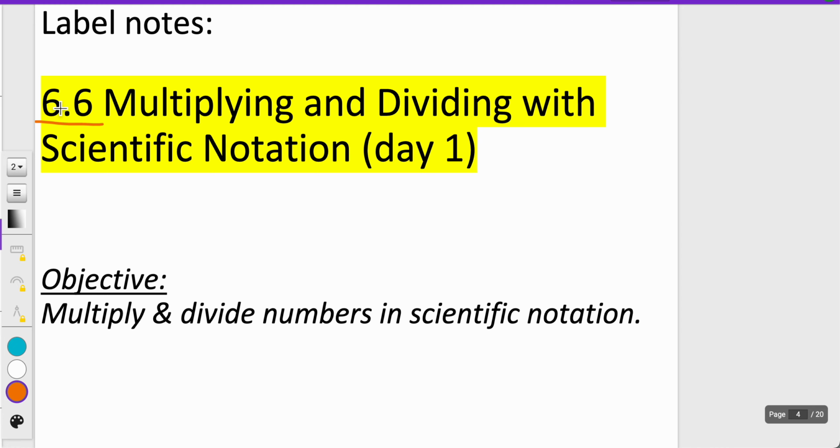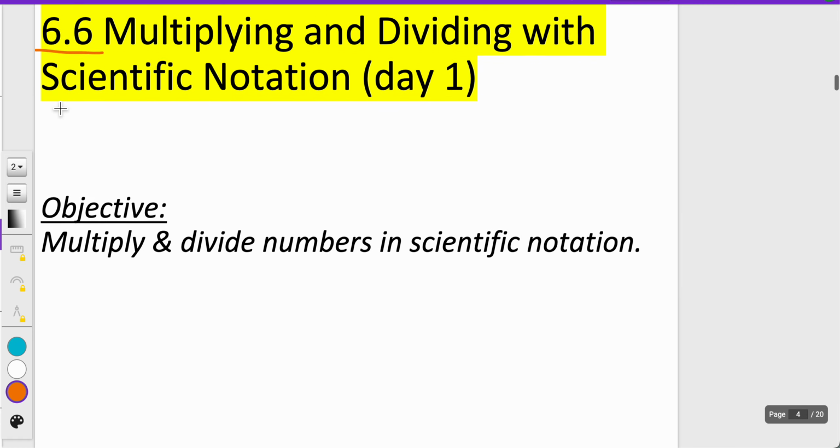Today we're going to be looking at multiplying and dividing with scientific notation, day 1. So we'll talk about mainly just multiplying and dividing numbers in scientific notation. Tomorrow is more of a focus on word problems.